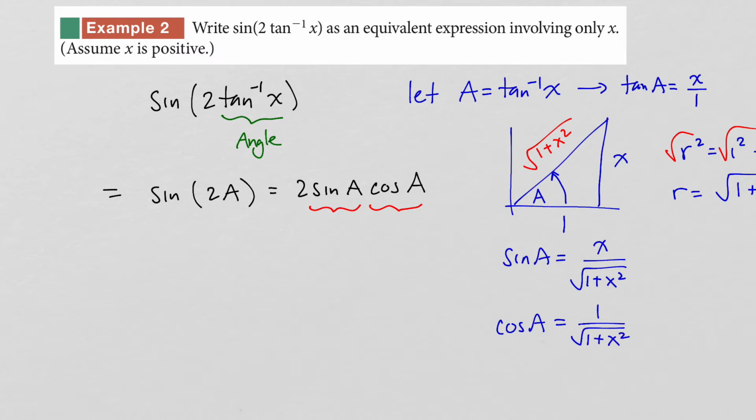And so now we can take these values and substitute them in for sine of A and cosine of A here. And don't forget you have a 2 there. And so this becomes 2 times sine of A, which is this expression, times the cosine of A, which is this expression.